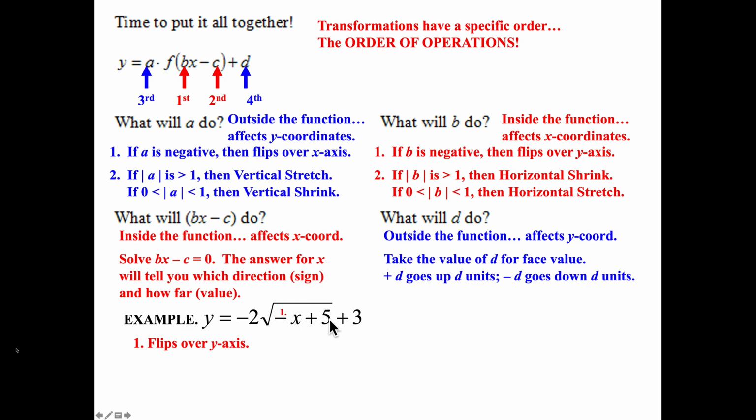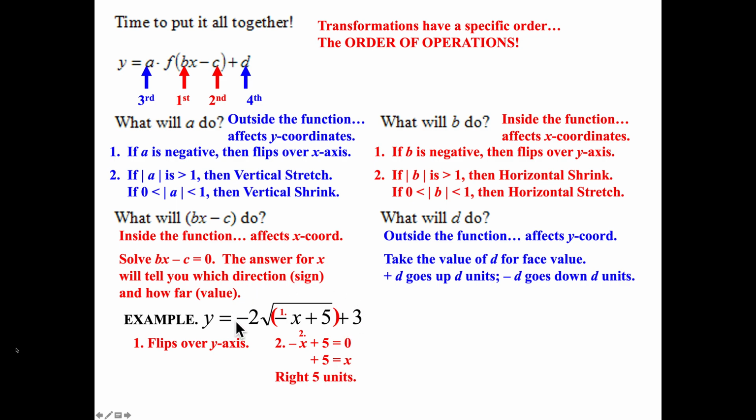Next, we look at the bx minus c. We take negative x plus 5. The whole thing on the inside, set it equal to 0. Solve it for x. Okay, just add over the x. X equals positive 5. Positive means we go to the right, and the 5 tells us how far. So we're going 5 units to the right.